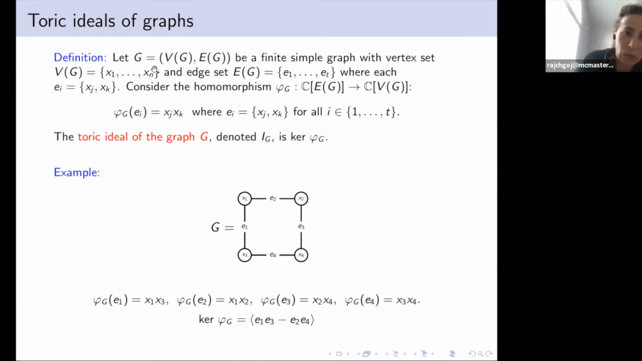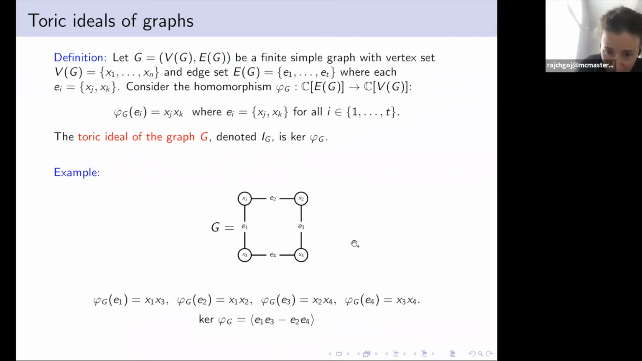So what is a toric ideal of a graph? Let G be a finite simple graph with vertex set V and edge set E. Consider the homomorphism from the polynomial ring on the e's to the polynomial ring on the x's, where e_i goes to x_j x_k, where e_i is the edge x_j x_k. The toric ideal of a graph is the kernel of this map.